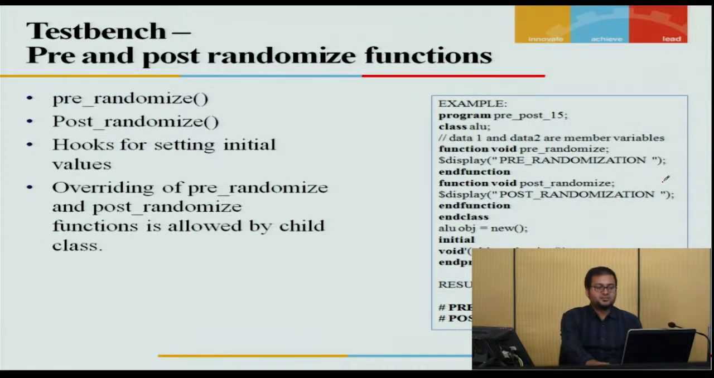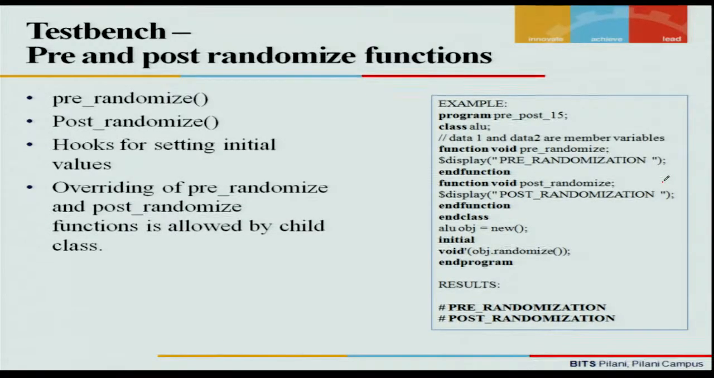The next is the pre-randomize and the post-randomize functions. These are basically hooks for setting initial values. Just before randomize is called, pre-randomize will be called, and just after randomize, post-randomize will be called. These are hooks for setting initial values, whether you want to do some data checking or some data warehousing before calling randomize. Also in this case, the pre-randomize and post-randomize functions can be overridden from extended classes, or can be overridden from the test bench itself.